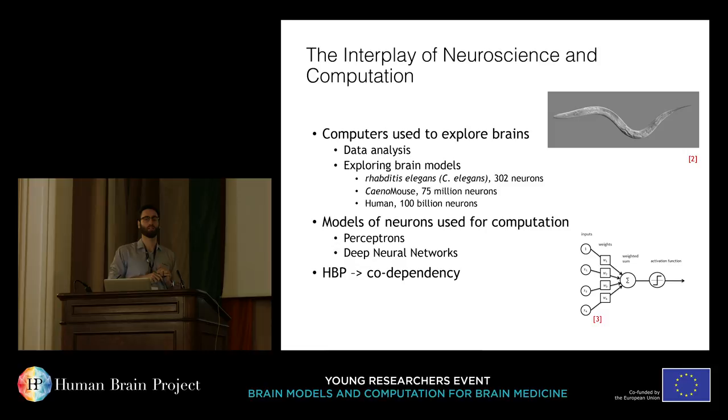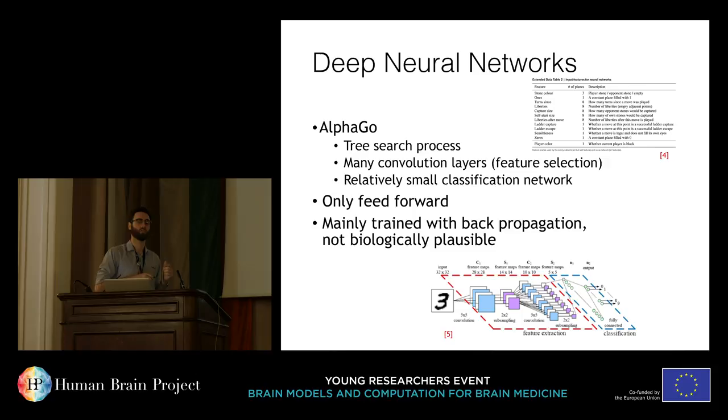And this is part of what the Human Brain Project is really about: the co-learning of the different sides, using computers to learn more about the brain, and using that to develop computational tools.